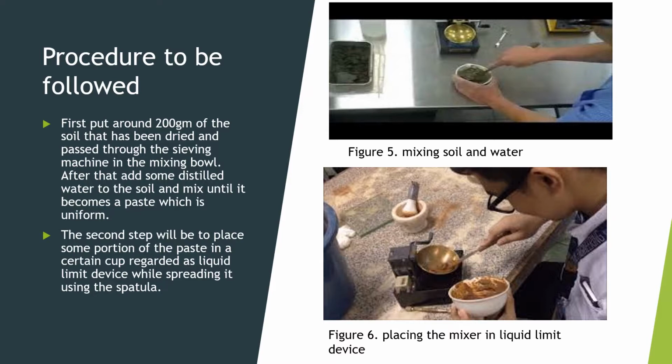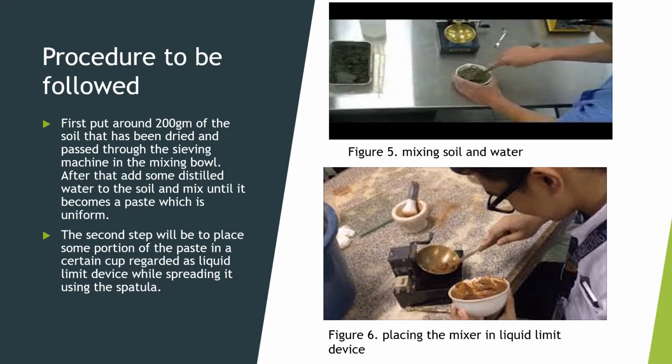First, bring the mixing bowl and put around 200 g of the soil that has been drained and passed through the sieve machine. And after you put it in the mixing bowl, add some distilled water to the soil and mix until it becomes a uniform paste. As you can see in figure 5, how he is mixing soil and water in the mixing bowl.